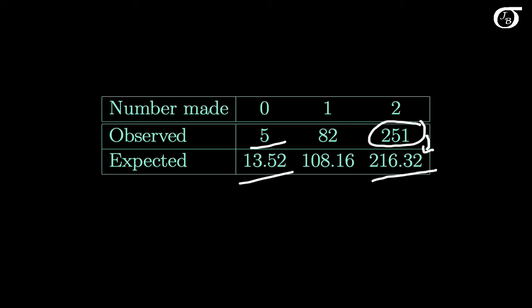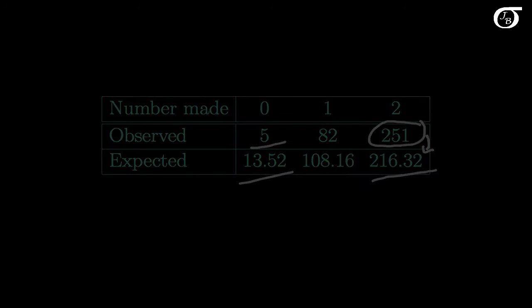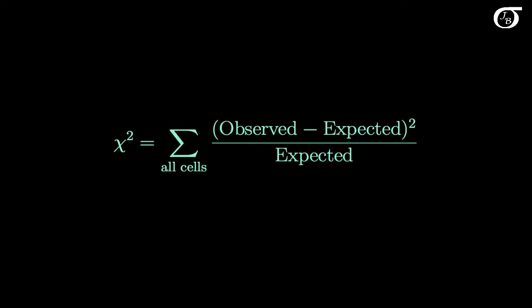But are those differences big enough that we can say there is a statistically significant difference? Are the observed counts different enough from those expected counts that we can reject the null hypothesis? We're going to use our usual chi-square test statistic. We're going to take what we observed and subtract what we would expect to get on average if the null hypothesis were true. We're going to square that difference, divide by the expected, and then add that up over all cells.